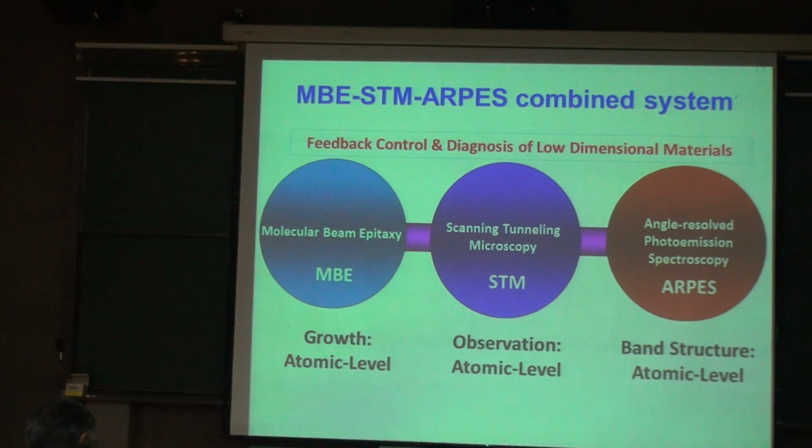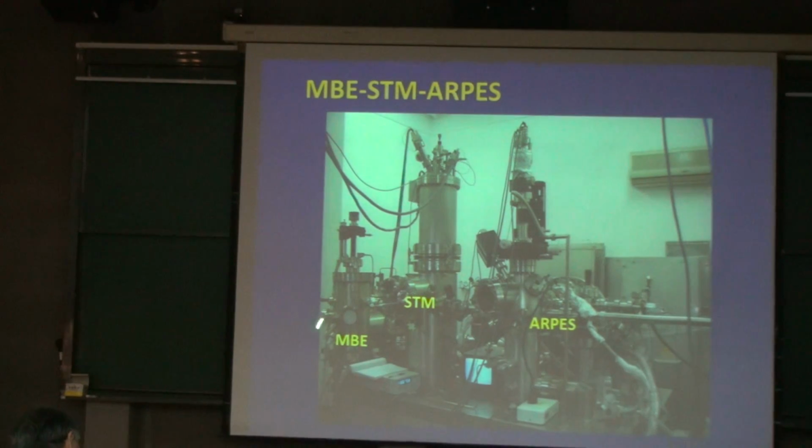And ARPES, of course, in the momentum space, you see the band structure of materials. So by a combination of these three systems, basically you can control the growth at the atomic scale. You can study the material layer by layer, and understand the evolution of the electronic structure or morphology layer by layer at the atomic scale. So this is very powerful. This is one picture of our system, made by the German company Omicron. So MBE here and STM. Of course, the ARPES spectrometer comes from a center in Sweden.